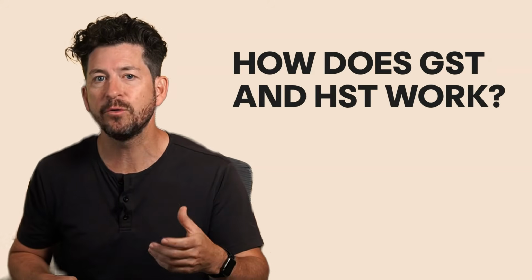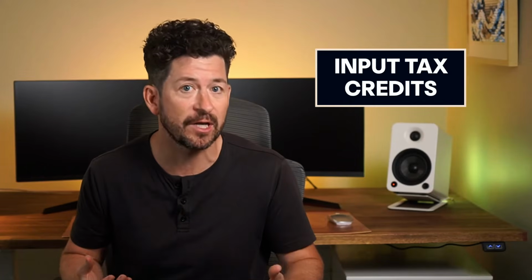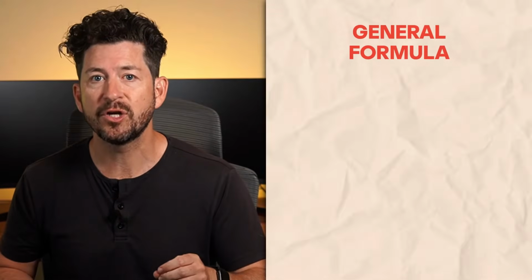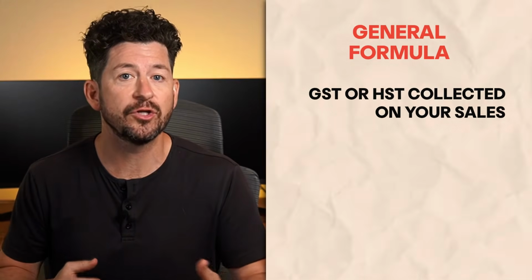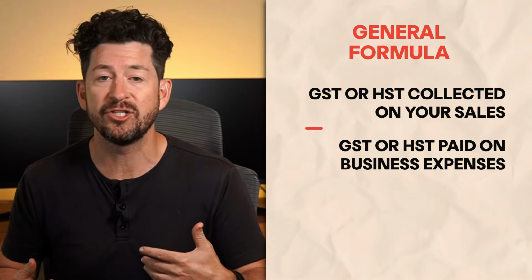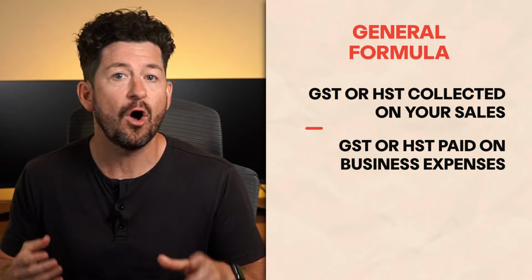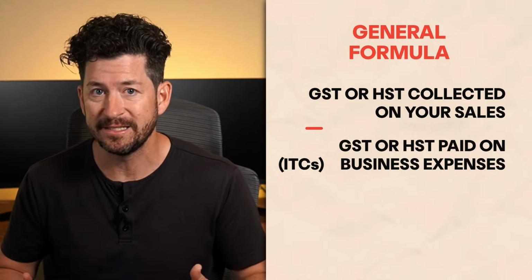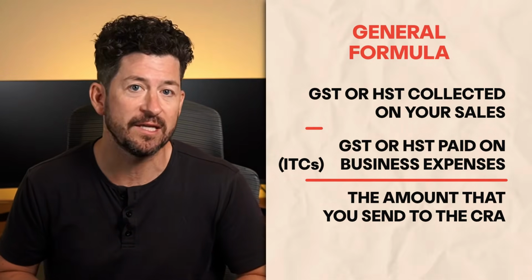Let's take a closer look at how GST and HST actually work. When you make taxable sales, you charge GST or HST to your customers. The tax isn't actually your money, you're collecting it on behalf of the government. At the same time, you'll probably be paying GST or HST on your business expenses. The good news is that you get to recover the tax by claiming something called input tax credits, or ITCs for short. Here's the general formula. GST or HST collected on your sales minus GST or HST paid on business expenses, also known as the input tax credits, or ITCs. This equals the amount that you send to the CRA.